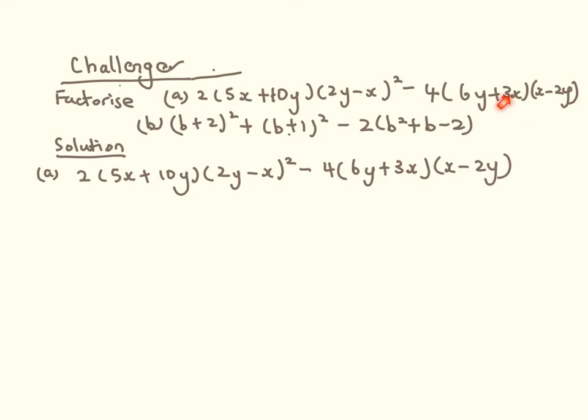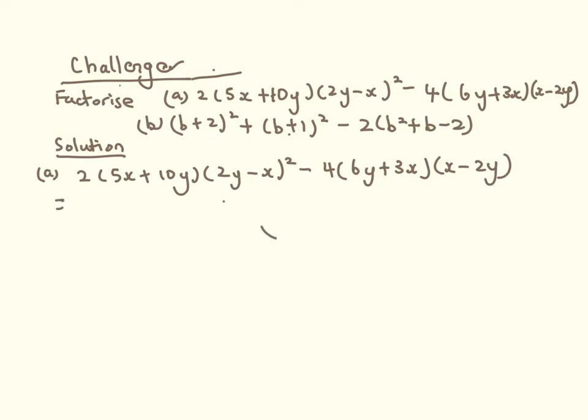Now for the second term, 3x plus 6y. Is there any common factor? Yes, there's a 3, so I'm going to take out the 3. Okay, now we can also analyze this number, 2y minus x, and this is x minus 2y. So remember, we can swap the terms if there's a minus sign by taking out this minus sign. So I'm going to take this minus sign out and swap it into 2y minus x, making this bracket the same as this bracket.